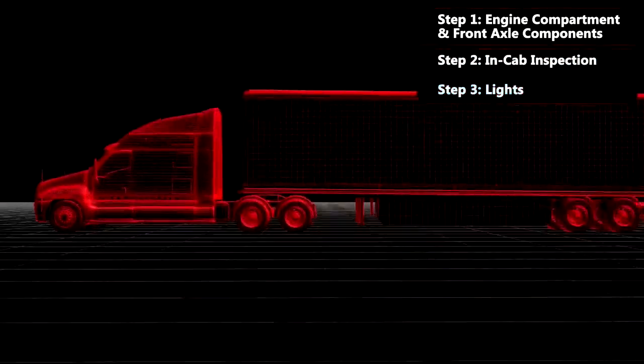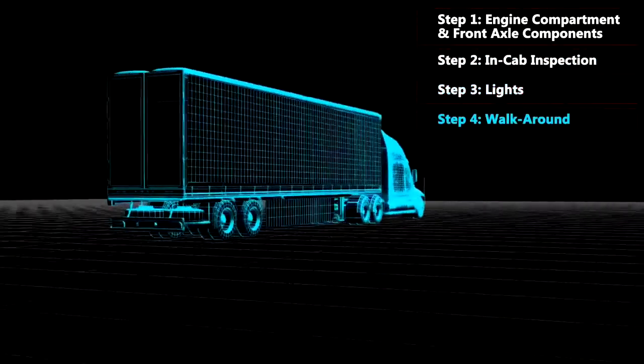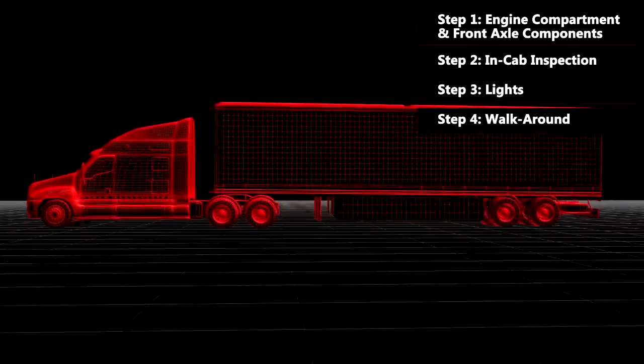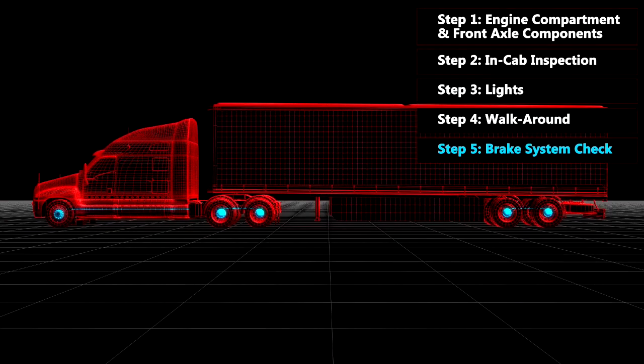Step 4 is the walk-around, which will always be the most time-consuming part of your pre-trip inspection. Then, you'll finish your pre-trip by checking the brake system, which is Step 5. Whether you follow this sequence or develop your own, the important thing is you make sure all components are inspected. If you do your inspection the same way every time, you'll be more efficient and effective. Plus, there's less of a chance something will get missed or forgotten.